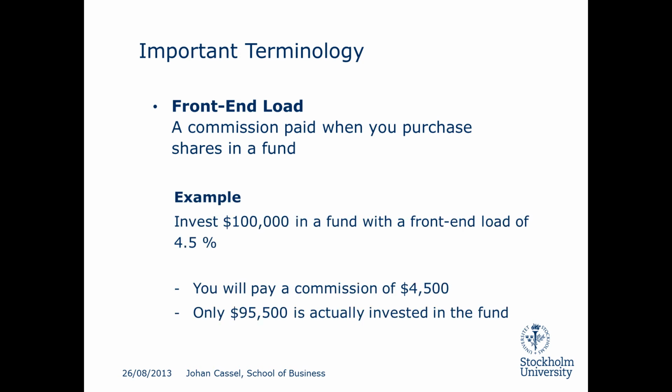So, for example, if you want to invest $100,000 in a fund with a front-end load of 4.5%, then you will pay a commission of $4,500 and only $95,500 is actually invested in the fund. So before you can even break even, because you invested $100,000 and now you only have $95,500 in the fund, you would have to increase the value of your assets by $4,500, and only after that can you make a profit.